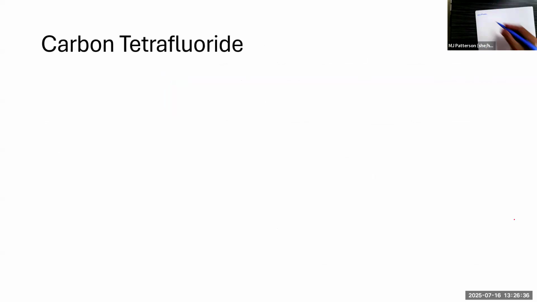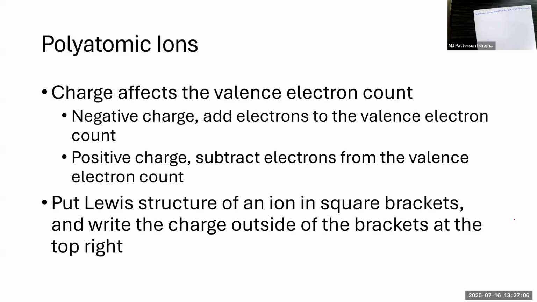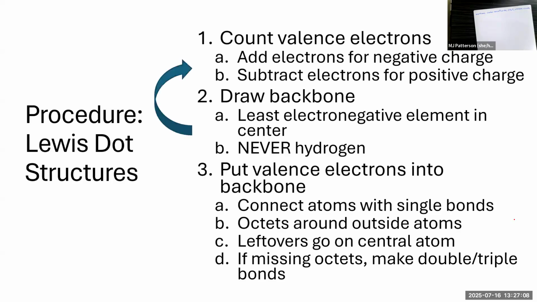So we're going to do methane. We're going to do carbon tetrafluoride. Do formaldehyde, do nitrogen, do nitrates. All of this is introducing various facets. Okay, and then we're at polyatomic ions. All right, so I'm going to go back to here, and I'm going to stop sharing and go back to the document camera.